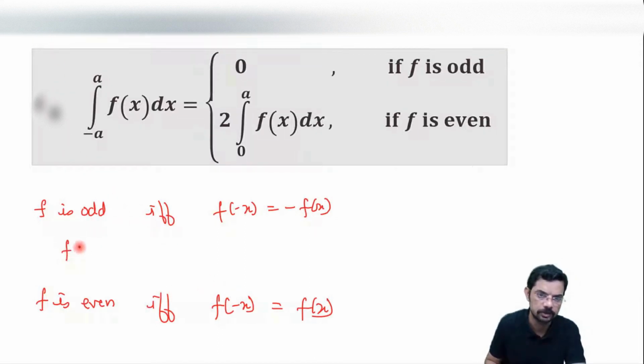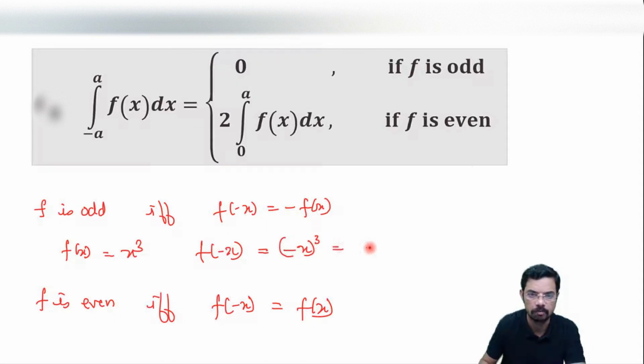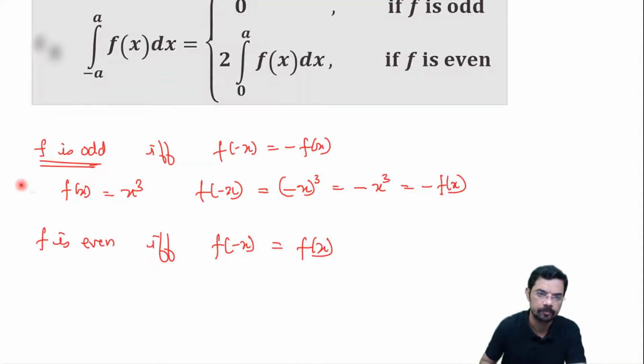Let us see an example for an odd function. Say f of x is equal to x raised to 3. Here, f of minus x will be equal to minus x, the whole raised to 3. This comes out to minus of x raised to 3, which is equal to minus of f of x. So in this case we say that f is odd, or x raised to 3 is an odd function.